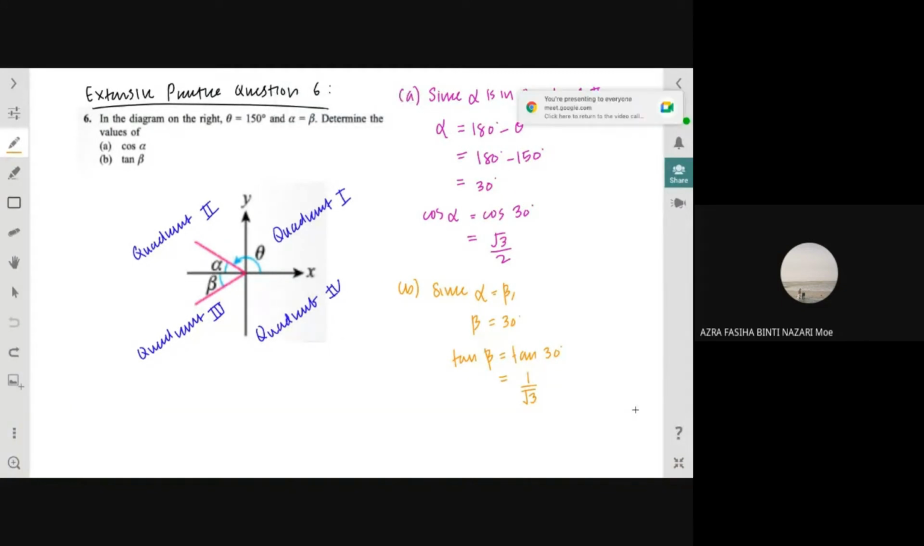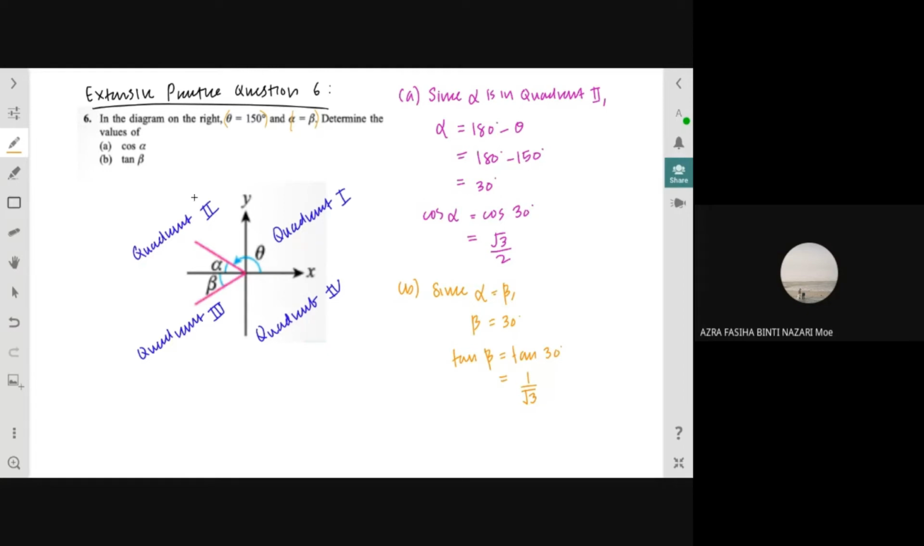Today I'm going to show how to get the answer for extensive practice question 6. In the diagram on the right, theta is equal to 150 and alpha is equal to beta. Determine the values of A, cos alpha, and B, tan beta. For question 6a, we know that alpha is in quadrant 2, so to find alpha we subtract theta from 180 degrees. Theta is 150 degrees, so alpha is 180 degrees minus 150 degrees, which is 30 degrees.